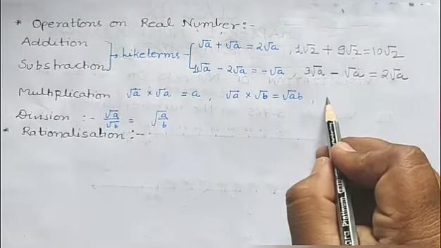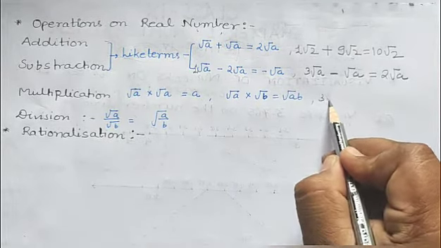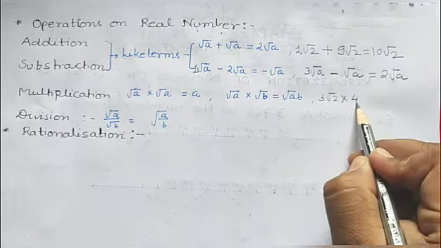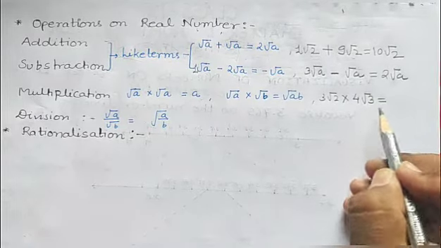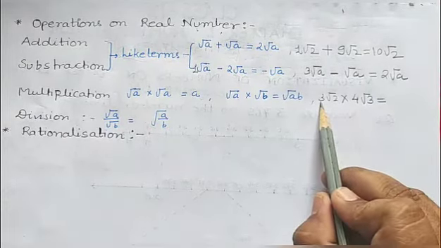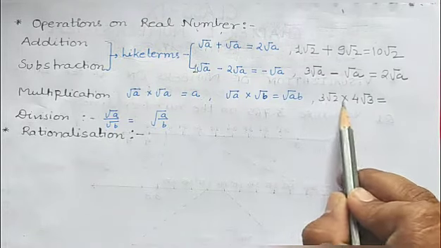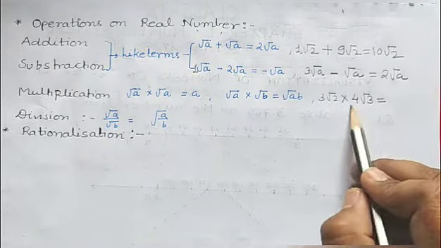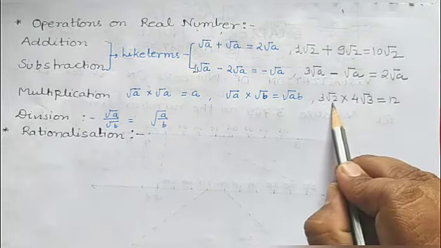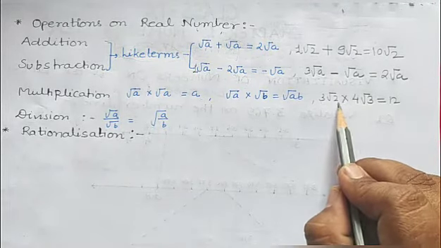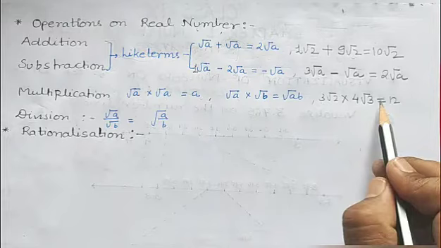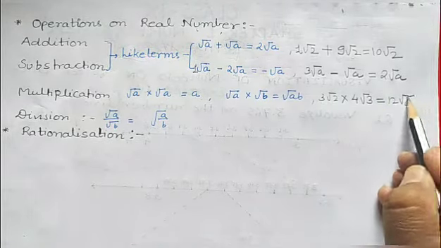If in numbers I will give you an example, like 3 under root 2 will be multiplied by 4 under root 3. So what will it be? The 3 and 4 will be multiplied because they are outside. So 3 4s are 12, and the numbers inside the surds are 2 and 3. So under root 2 into under root 3 it is under root 6. Okay.